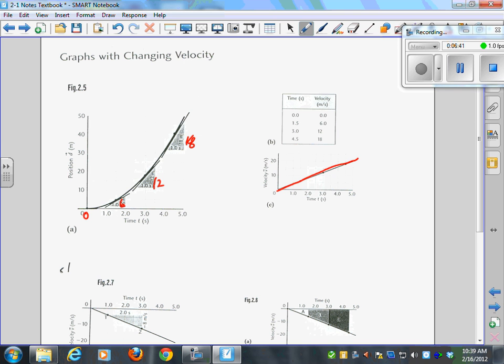So if we find the slope of this graph, you can see the figures there, the slope is 12 over 3. We get 4 meters per second squared. Has an acceleration of 4 meters per second squared. Every second, the speed increases by 4.